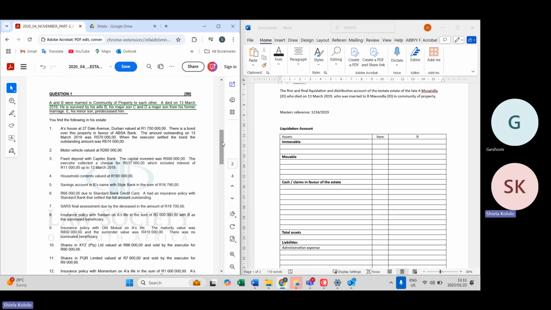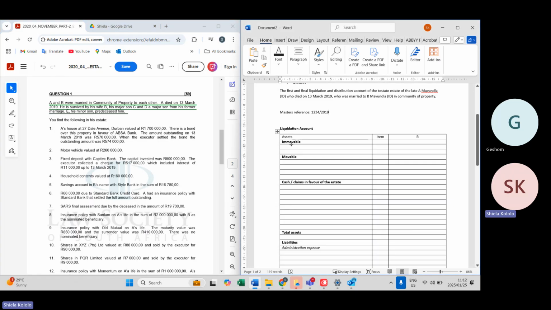All right, it then says house at 27 Dale Avenue, Durban, valued at 1.7 million. There is a bond over this property in favor of Absa Bank. The amount outstanding on 13 March 2019 was 570,000. When the executor settled the bond, the outstanding was 574,000.